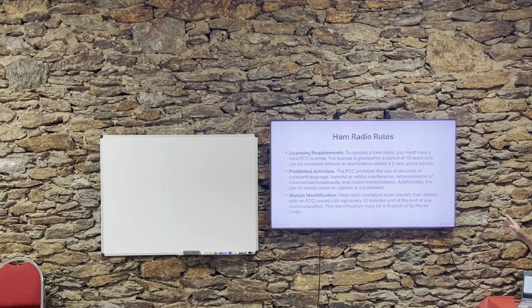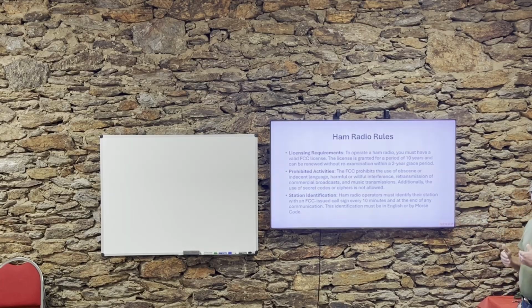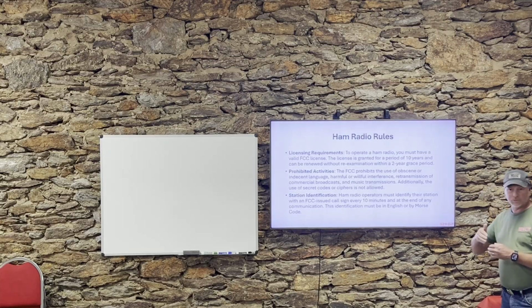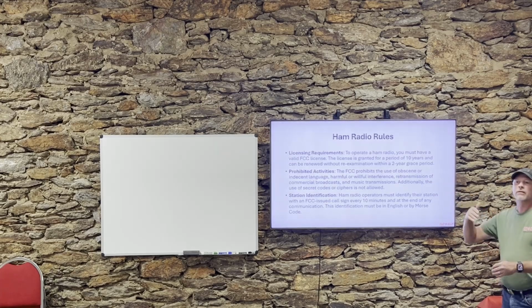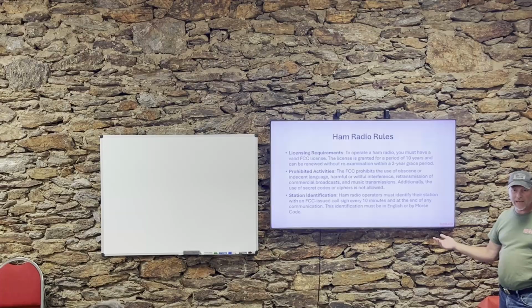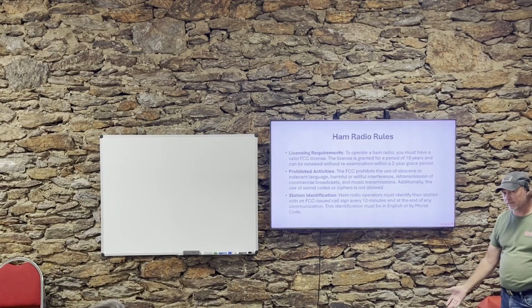All right. License requirements: to operate a ham radio, you must have your FCC license. The license is granted for a period of 10 years, like the GMRS. So your license, your call sign, and everything is good for 10 years. And you can renew it without a re-exam within a 2-year grace period. So if your license runs out in 10 years, you've got a 2-year grace period to renew your license without having to go through the exam. If you wait 3 years, guess what? You have to go take the test again.